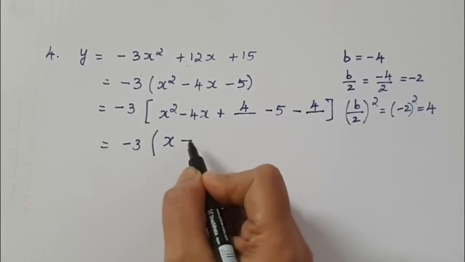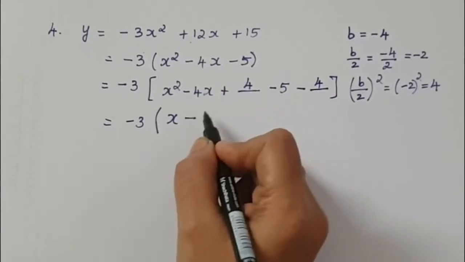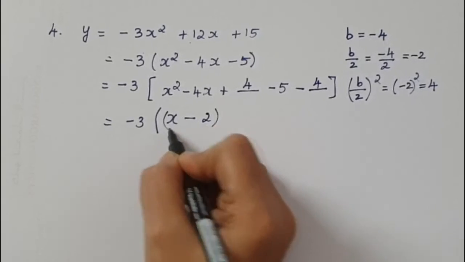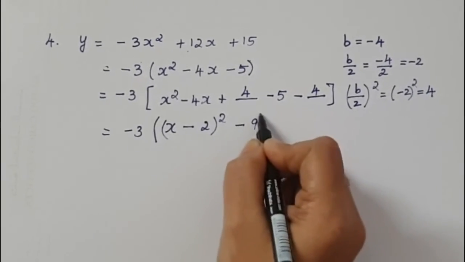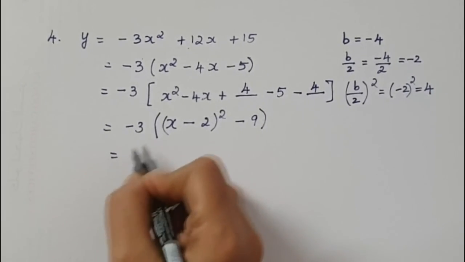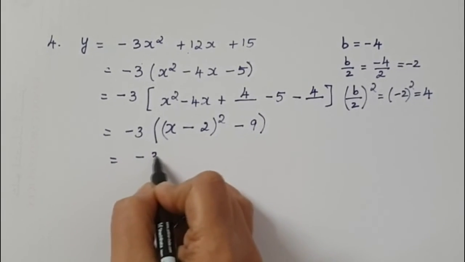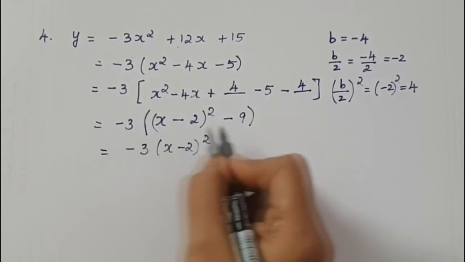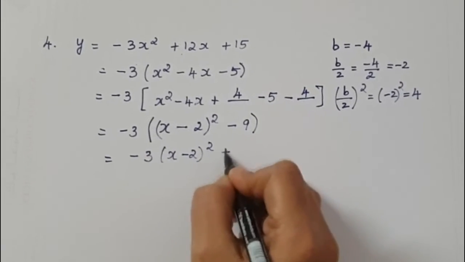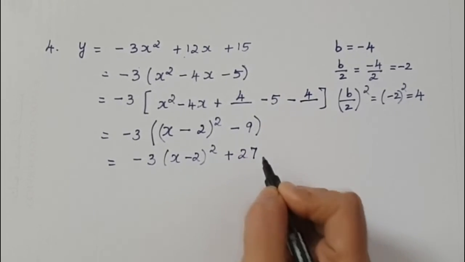So when we complete the square, for this we write the square root of x squared, which is x. Then we write the negative sign. What is the square root of 4? That is 2. So the whole square. Then minus 5 minus 4 is minus 9. So now multiply this negative 3 inside. So minus 3 into x minus 2 the whole square. Minus 3 multiplied by minus 9 will give us plus 27.